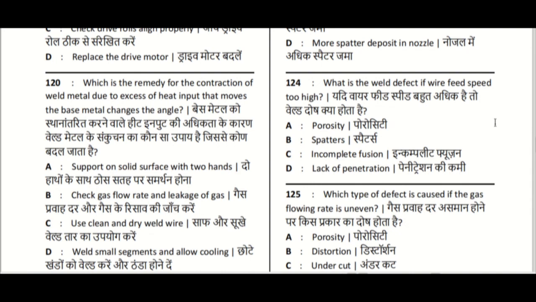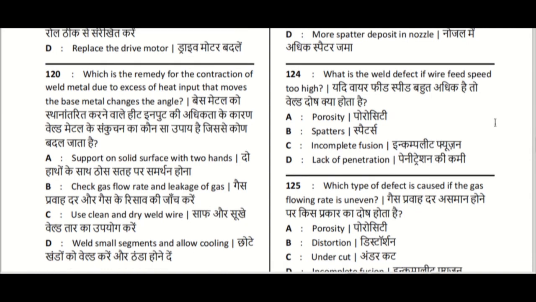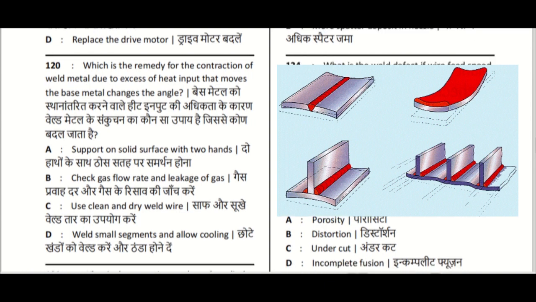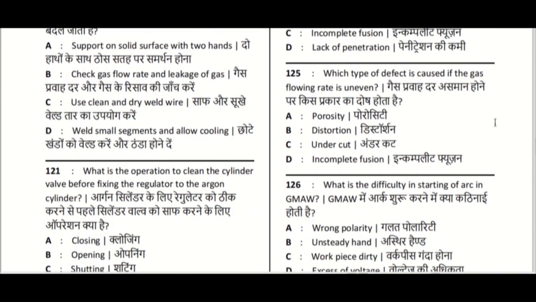Which is the remedy for the contraction of weld metal due to excess heat input that moves the base metal and changes the angle? That is, weld small segments and allow cooling.